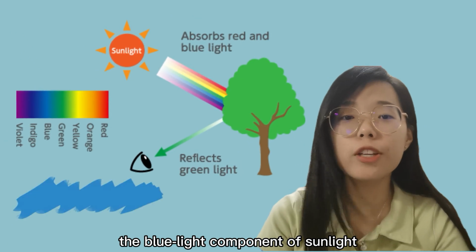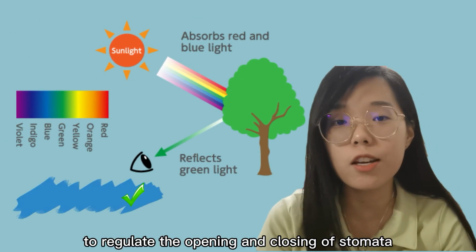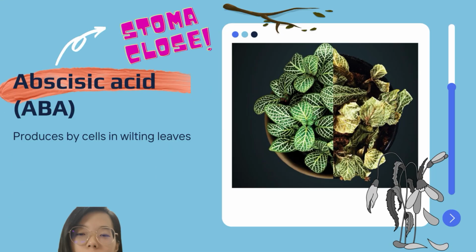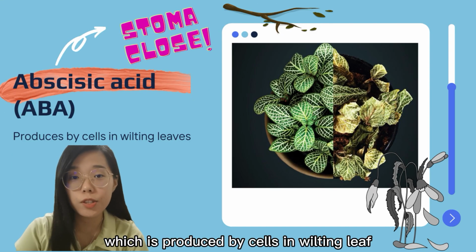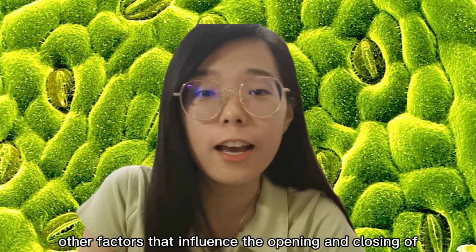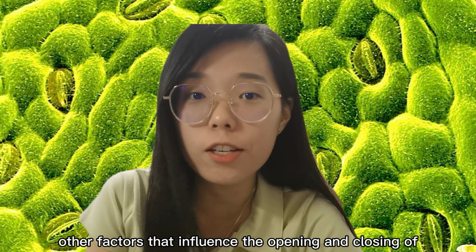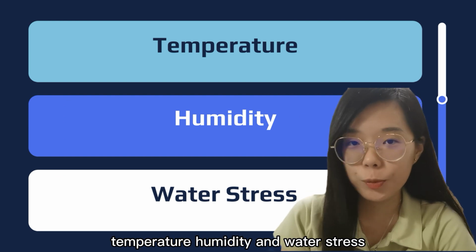The blue light component of sunlight has been found to regulate the opening and closing of stomata. Abscisic acid, ABA, which is produced by cells in a wilting leaf, can also cause the stoma to close. Other factors that influence the opening and closing of stomata also include temperature, humidity, and water stress.